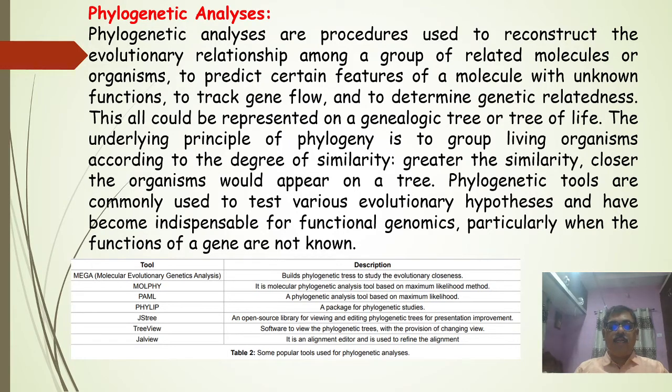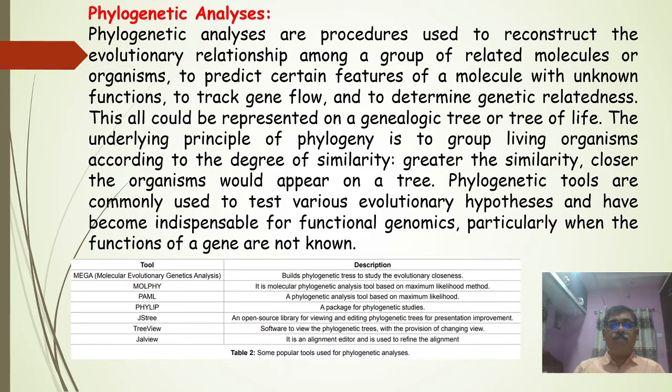The next tool is phylogenetic analysis, that is the analysis of the evolutionary relationship among a group of related organisms. Phylogenetic analysis uses procedures to reconstruct the evolutionary relationship among a group of related molecules or organisms, to predict certain features of a molecule with unknown function, to track the gene flow, and to determine the genetic relatedness. And these all could be represented on a genealogic tree or tree of life.